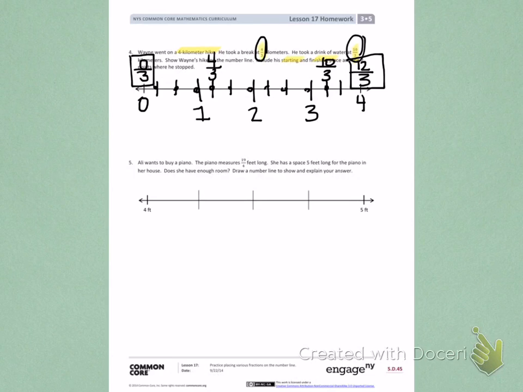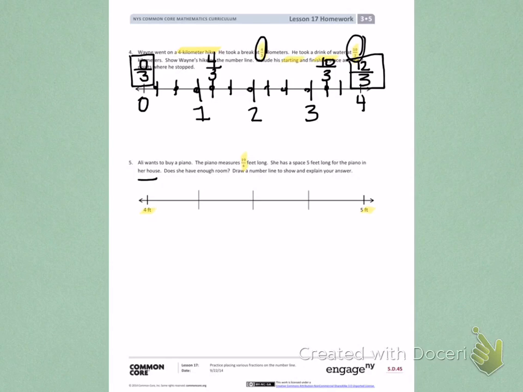I see on the number line they've already marked 4 feet and 5 feet. They have also partitioned the number line into 4 equal parts because my denominator for 19/4 is a 4. I have to decide if 19/4 can fit on this number line.